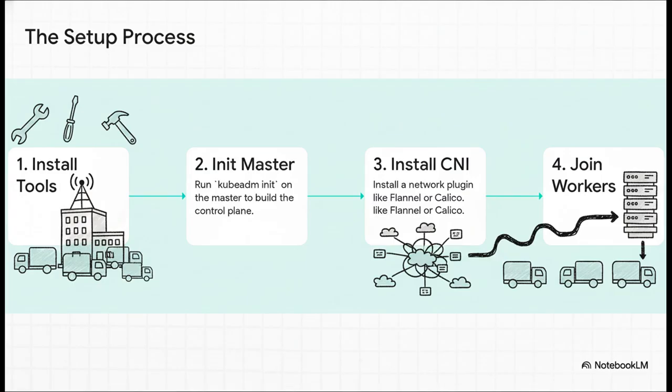Fourth, and this is super important, you install something called a network plugin. Think of this as laying down the roads and the GPS system for your fleet, so all the trucks can find each other. And finally, kubeadm will spit out a simple join command that you just copy and paste onto each worker to connect them to the master. That's it. 5 steps, and you're in business.